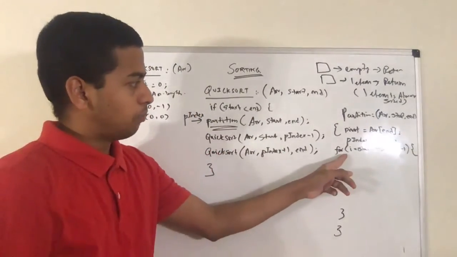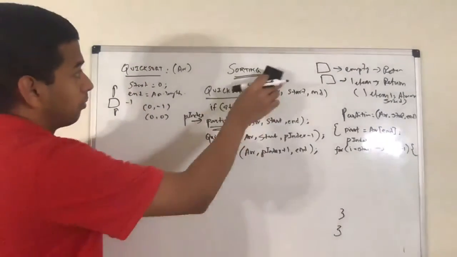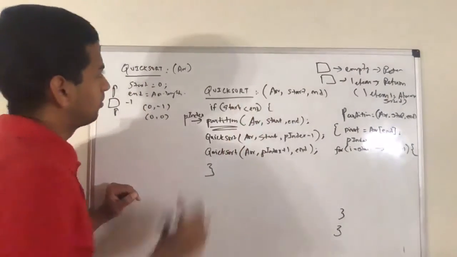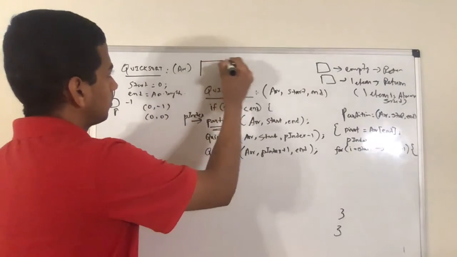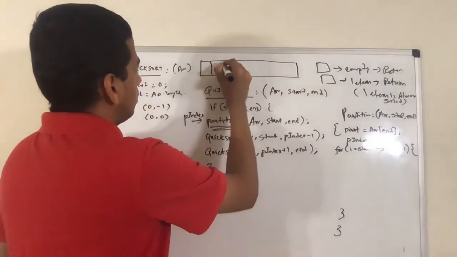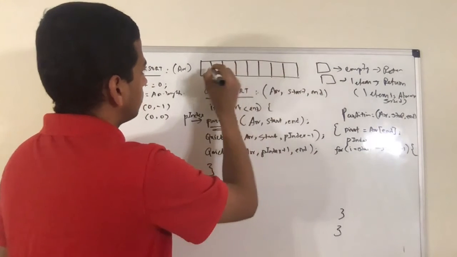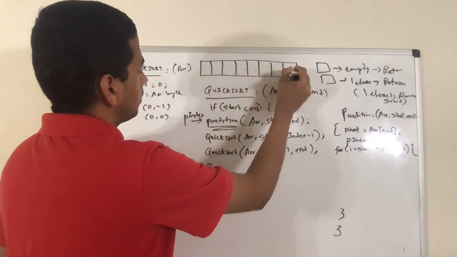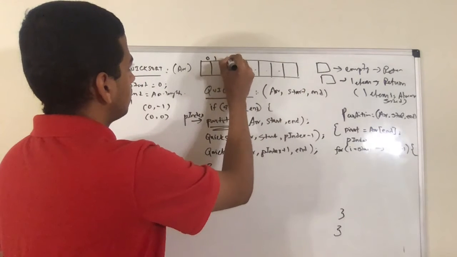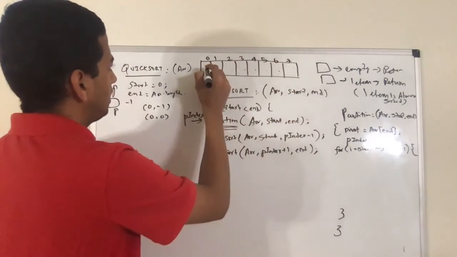So I'm moving elements one by one. Let me take an example input at the top, so that we can easily understand this. Zero, 1, 2, 3, 4, 5, 6. I have taken 8 elements.